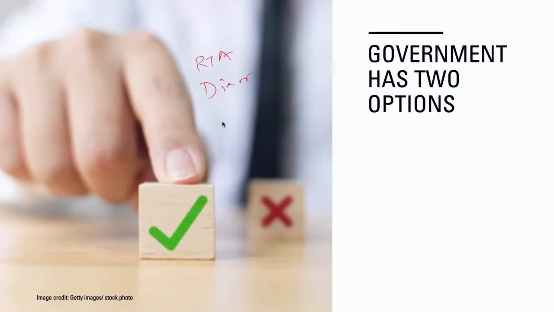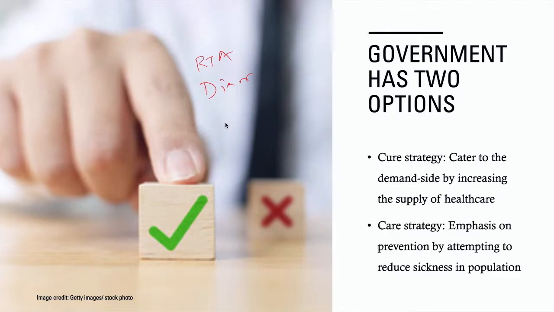Now, when government is trying to address any problem of healthcare in the country, it has two options. Either it goes for cure strategy or it goes for care strategy. The health problems may range from more deaths because of road traffic accidents, or diarrheal deaths that occur in under 5 children, which India is facing a huge burden of, or it can be problems related to respiratory diseases or contamination of water and so on, pollution.